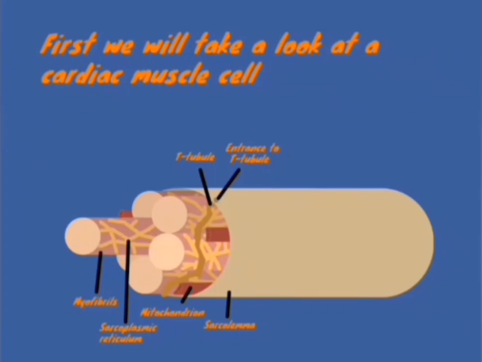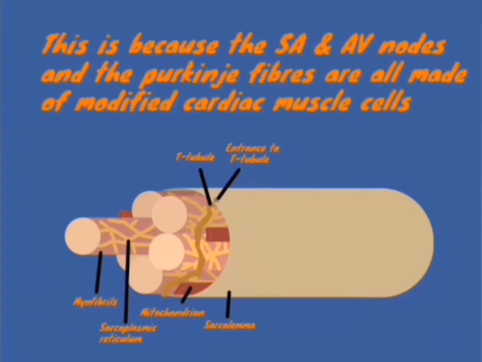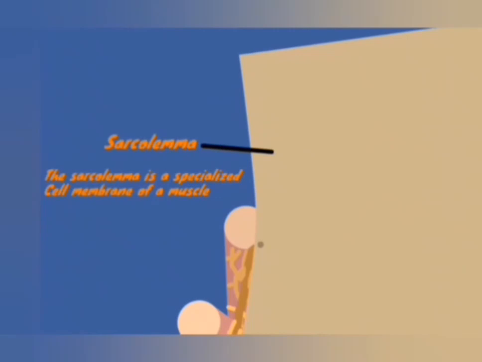First, we will take a look at a cardiac muscle cell. This is because the SA and AV nodes and the Purkinje fibers are all made of modified cardiac muscle cells. The sarcolemma is a specialized cell membrane of a muscle. The sarcoplasmic reticulum stores calcium ions and releases them when required.